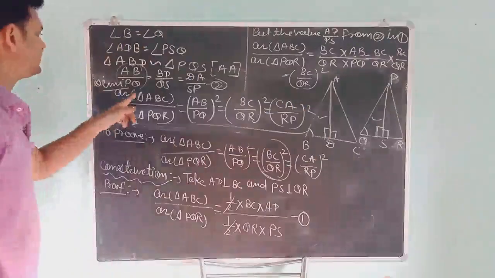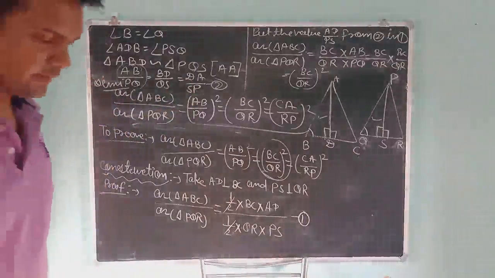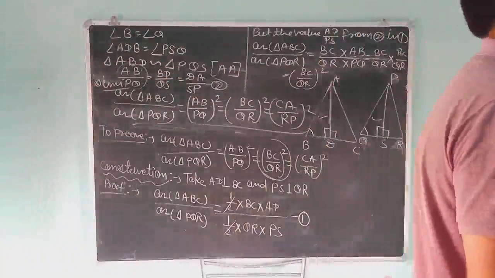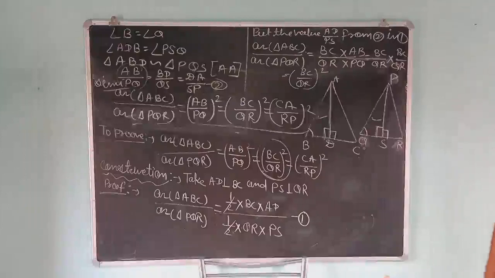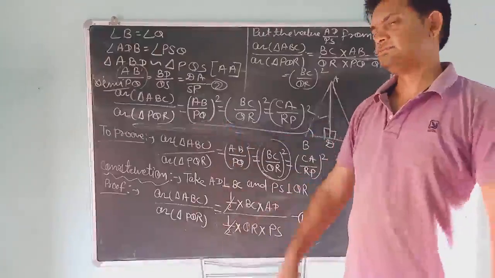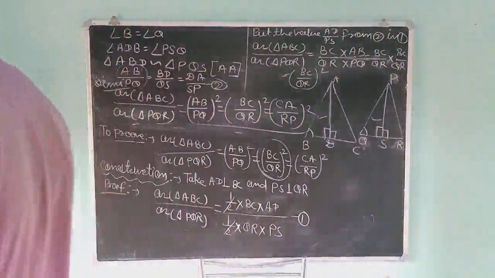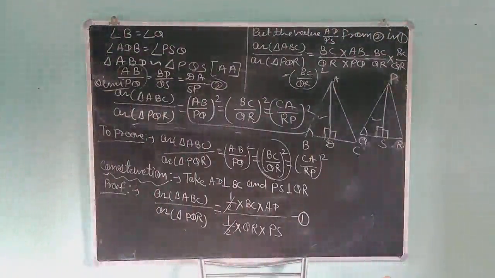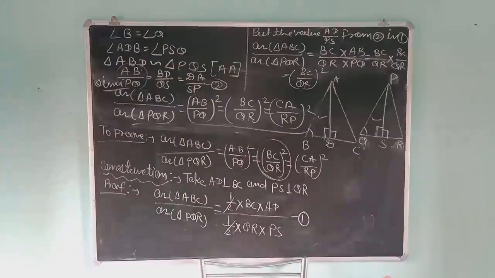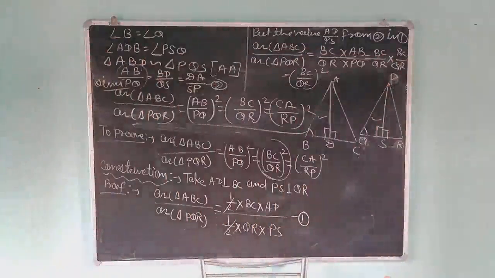Students, always remember this rule. If two triangles are similar, then the ratio of their areas will be equal to the square of their side ratio. Okay, students. Now I think you have understood this theorem, and today we will start exercise 6.4.